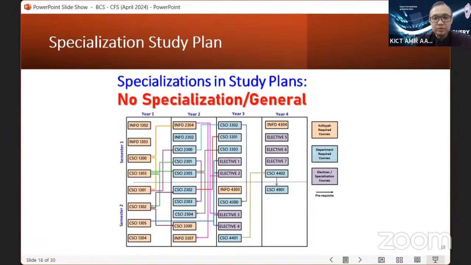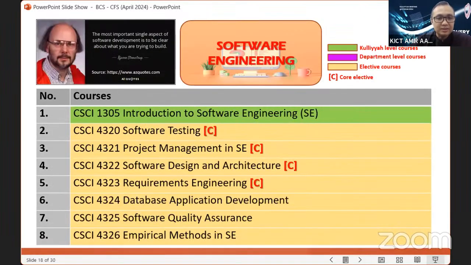So what you get on your transcript is Bachelor in Computer Science. There's just no mention of your concentration or specialization there. That's also fine, right? So just to share a bit on each of the specializations that we have, 3 here.